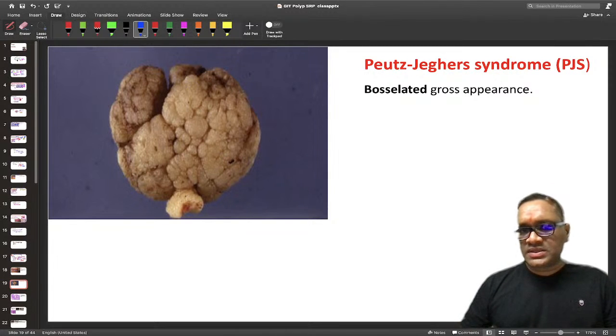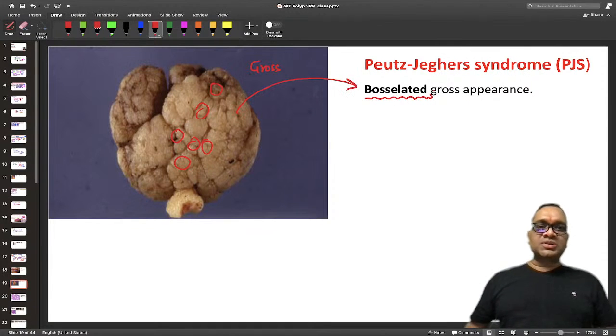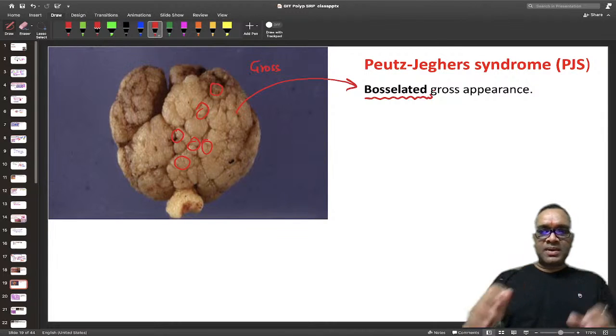Now you can see this is the gross finding, right? If you look at this gross finding, you can notice there are so many small nodules. That is why I said there are multiple bosses. So this will be called bosselated appearance, right? Multiple nodules or multiple growths are present.